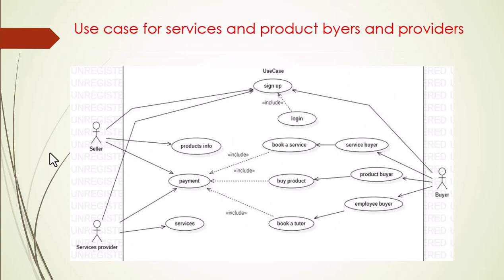This is another example of a product buyer and provider application. So this is the website where the purpose is to buy products, and using these apps one can buy the products as well as services, like tutor services, mechanic services, etc. Similarly, one can sell his expertise, his skill and products also. So this use case includes the buyer who buys the services, who buys the product, and who buys the employee. Employee can be labor, mechanic, tutor, etc., teacher.